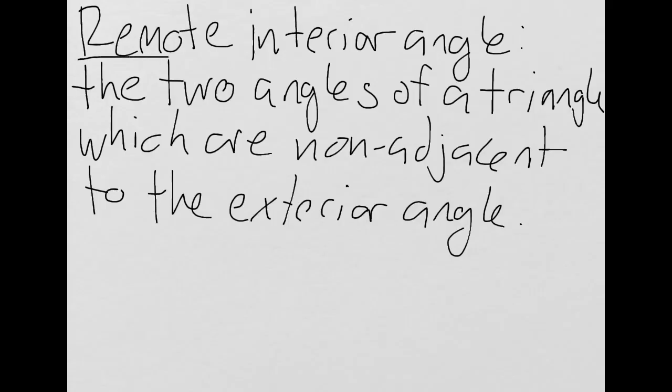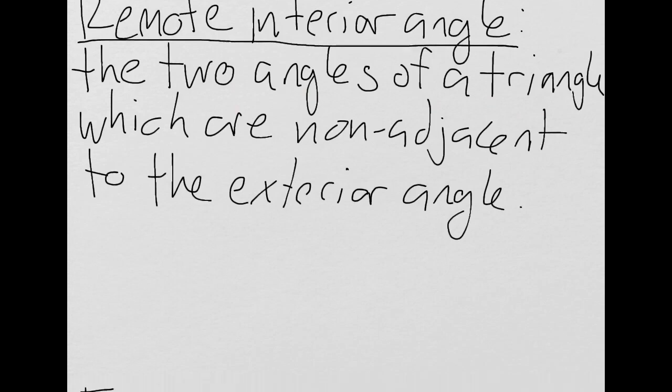So next up we have remote interior angle. It's not remote like remote control, it's remote like it's far away from. That's how we can think of remote. So a remote interior angle, those are the two angles of a triangle which are non-adjacent to the exterior angle.